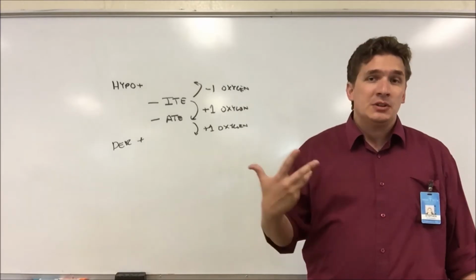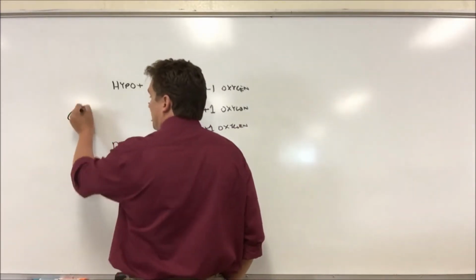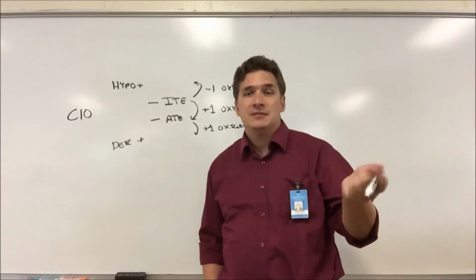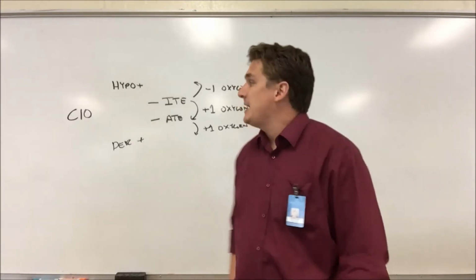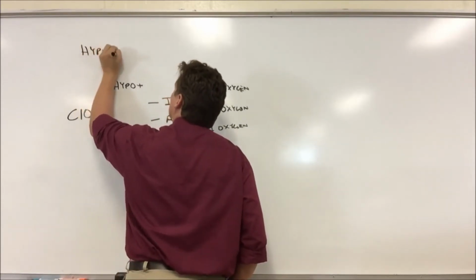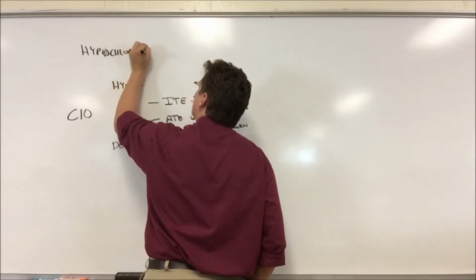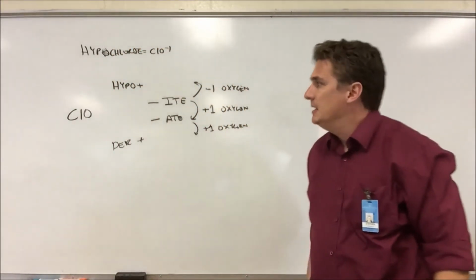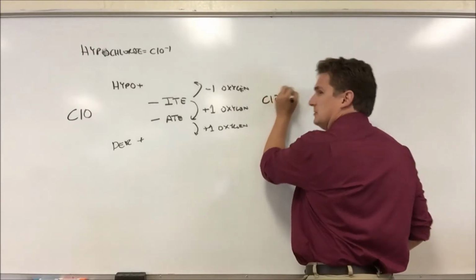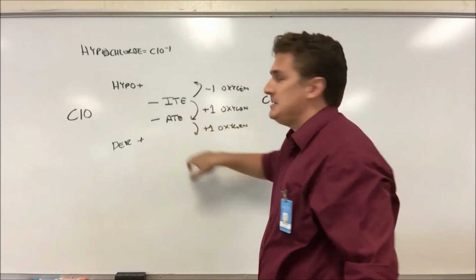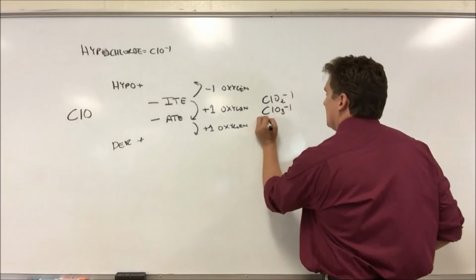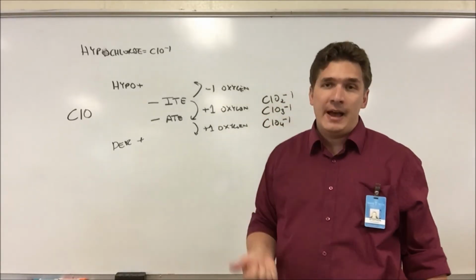Now this gets kind of easy when you look at the chlorate series. So we have the ClOs, and the ClOs are a series of 4 polyatomic ions, all containing a -1 charge, but they each have a different number of oxygens. You only need to memorize one, and that is hypochlorite. So hypochlorite is ClO-1. To go from hypo to ITE, we add an oxygen. So chlorite is ClO2-1. If we want to go from ITE to ATE, chlorate is ClO3-1. And from chlorate to perchlorate is just ClO4-1.